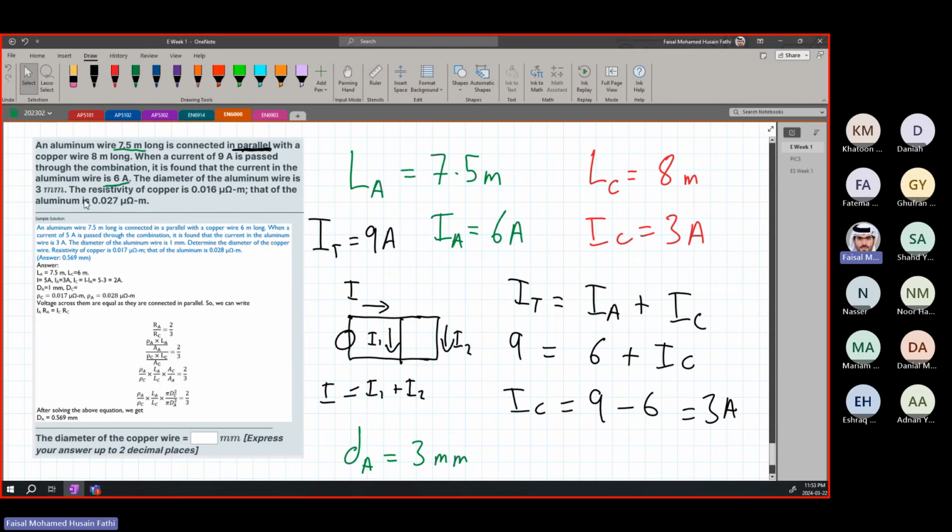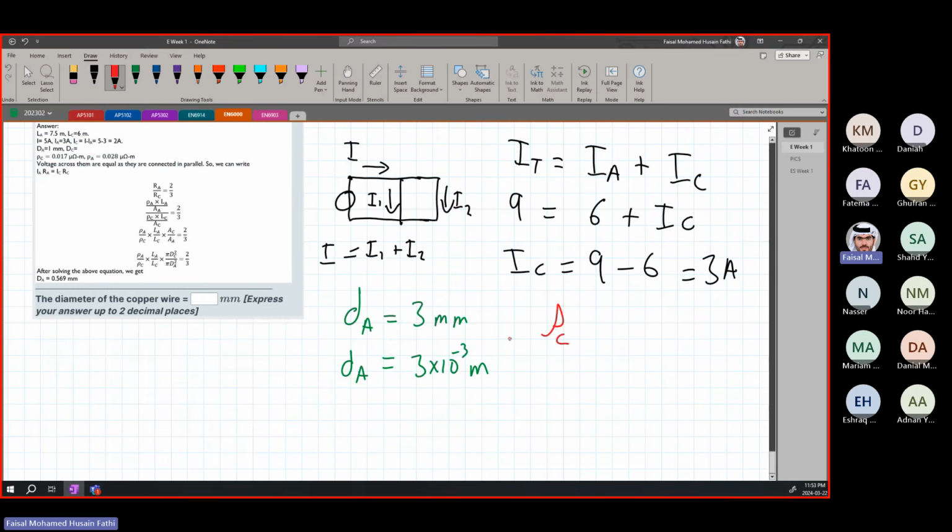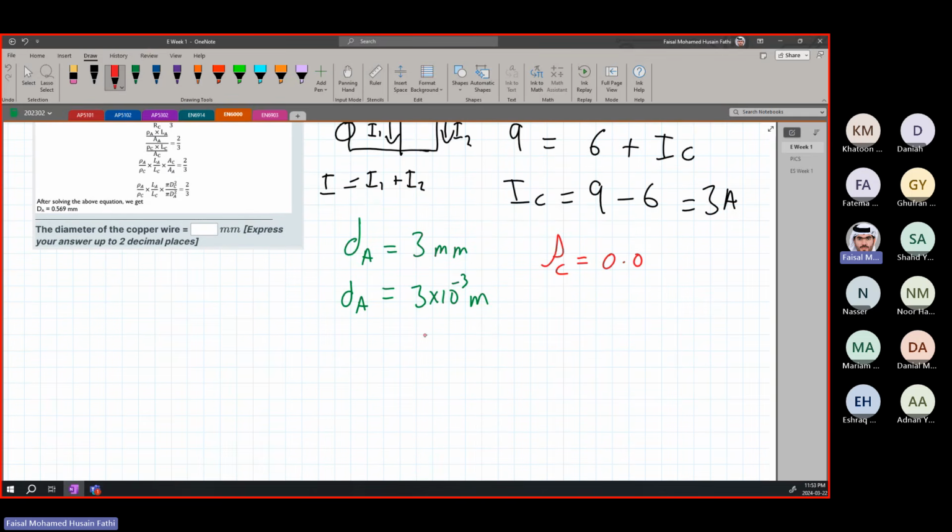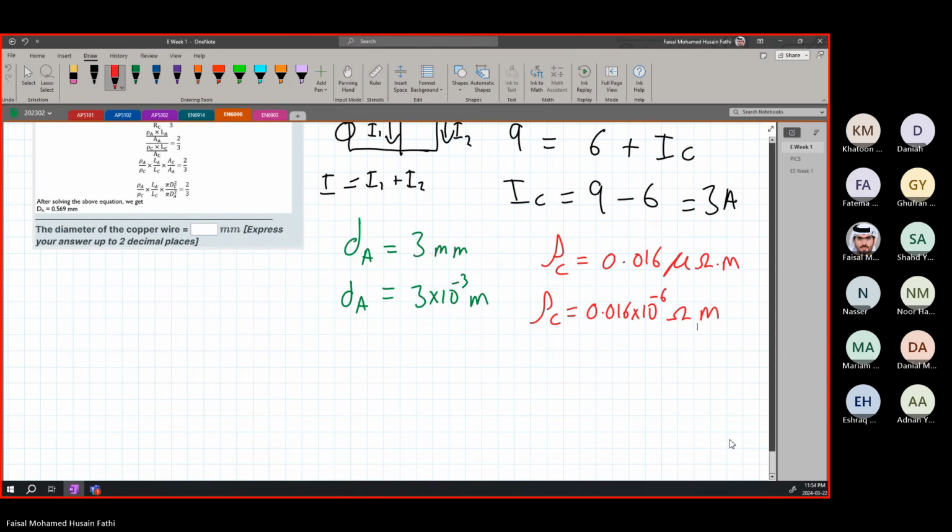And the resistivity of the copper. So this is the diameter of the aluminum wire. All right, and this is the resistivity of the copper wire is 0.016 micro ohm meter. So the resistivity of C, the copper, is 0.016 micro ohm meter. So if we want to just convert this into meter, it's 0.016 times 10 to the minus 6 ohm meter. All right?